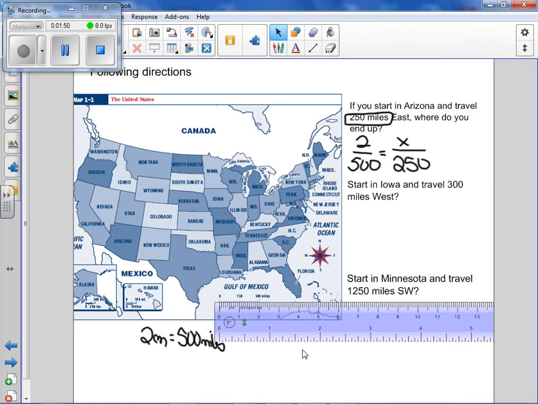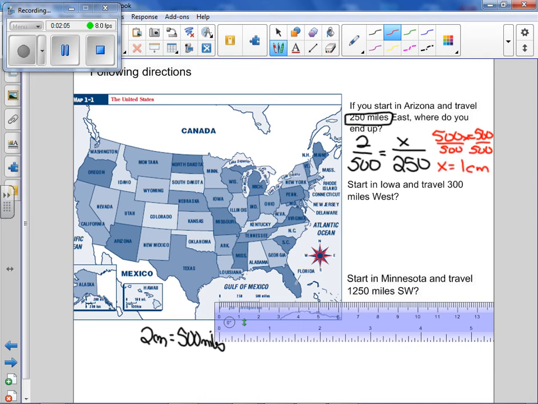And now I solve the exact same way. So I would have 500x equals 2 times 250, which is 500. Divide by 500, divide by 500. I get x is then equal to 1 centimeter. So what I'm going to be doing is moving 1 centimeter east. Now remember that my directions are never eat shredded wheat. So if I'm moving east, I am moving towards the right.